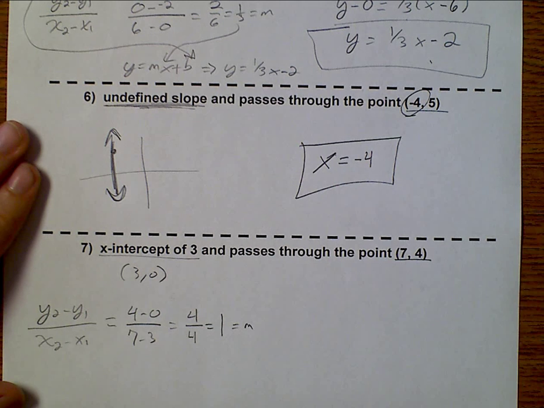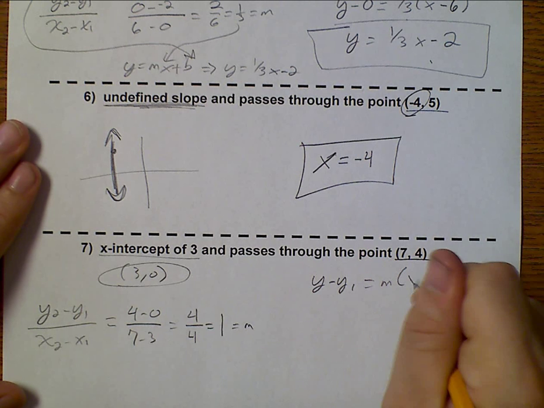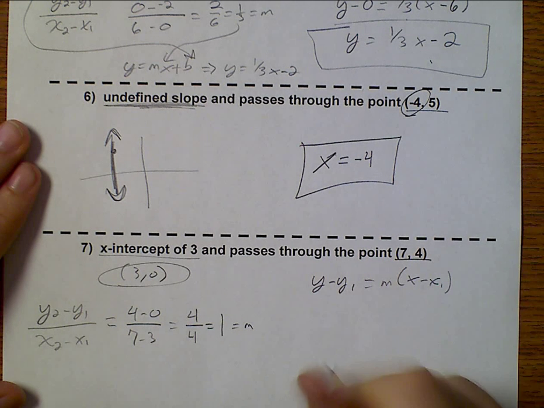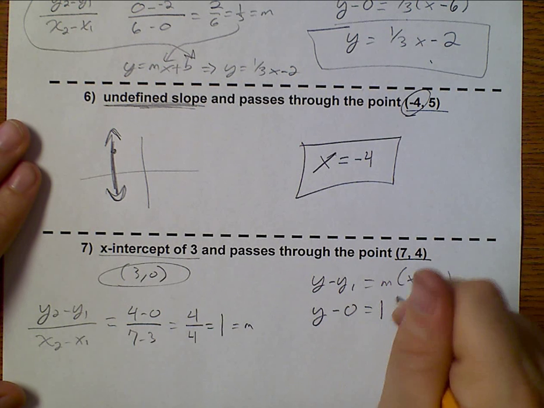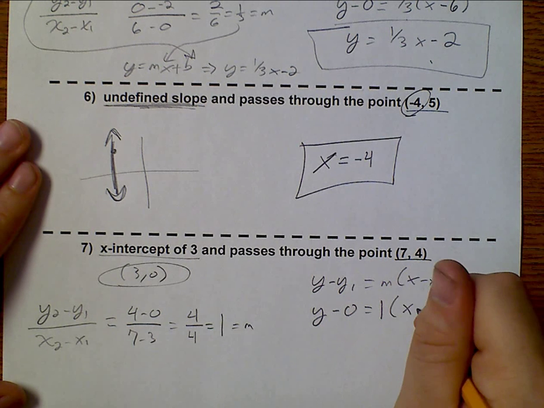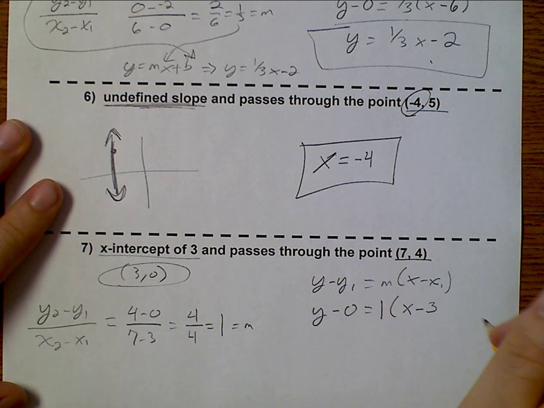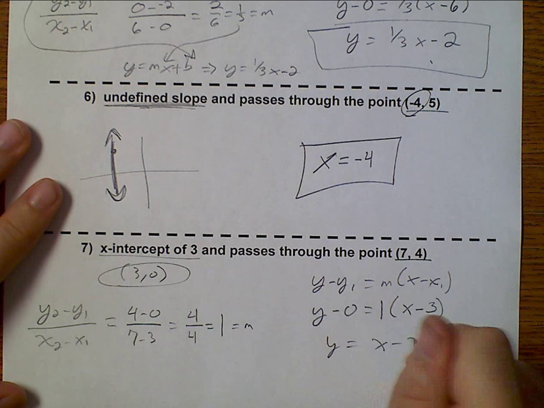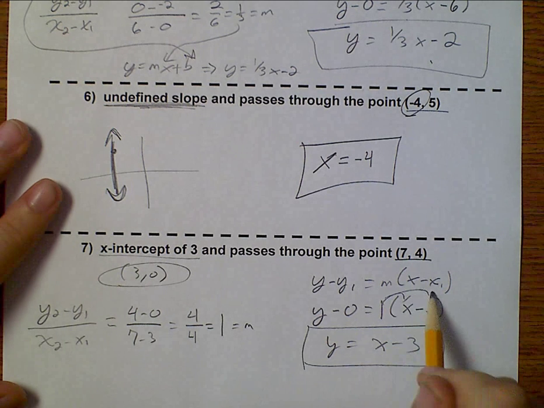Pick a point. I'm going to go ahead and use this one. Y minus y1 equals m times x minus x1. So y minus 0 equals 1 times x minus 3. And so y equals x minus 3. Because minus 0 does nothing, and distributing the 1 really does nothing.